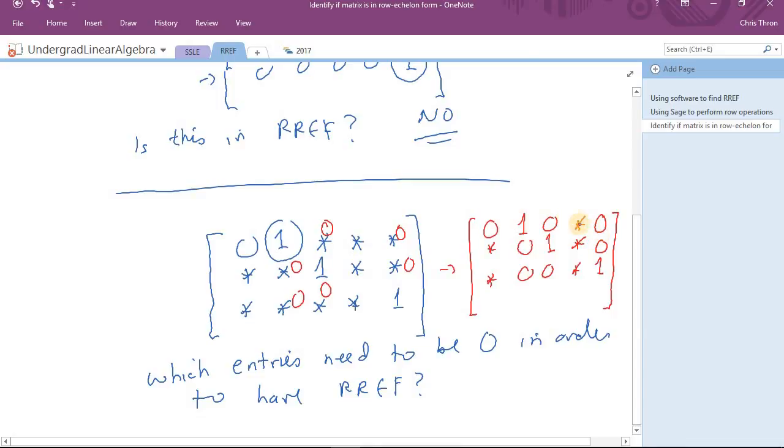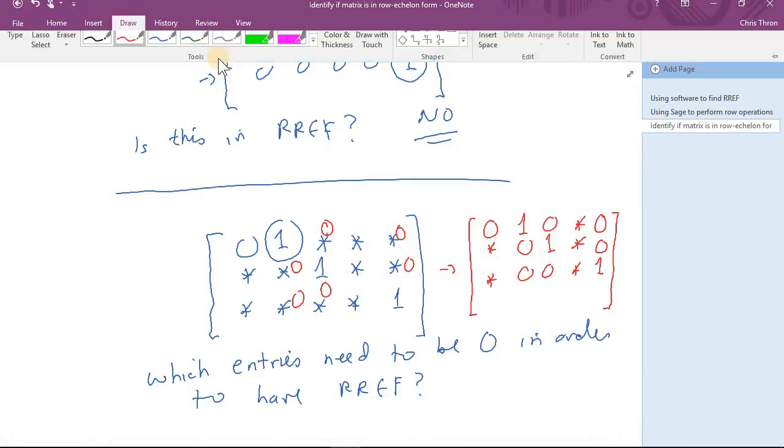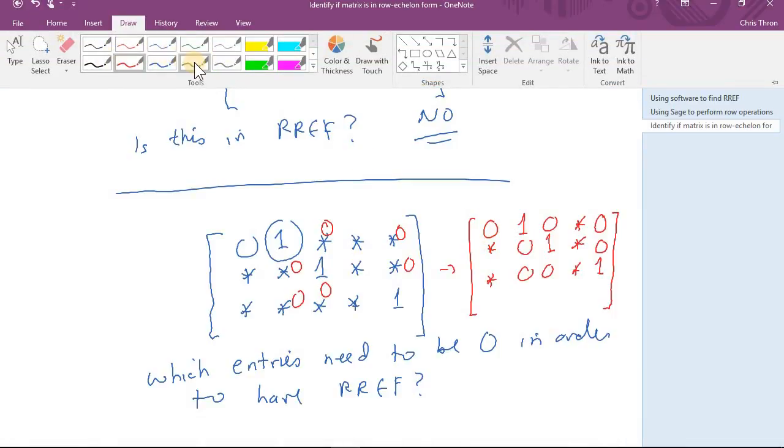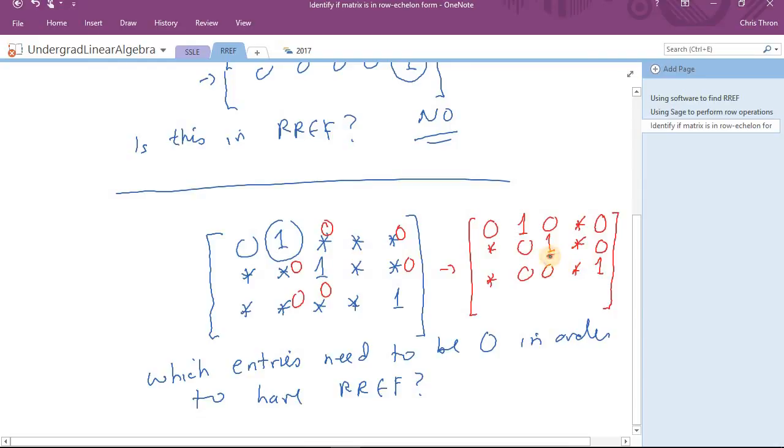Can I tell whether this entry has to be a 0? Well, not so far, because this is not a pivot column. There's not a leading 1. Okay. Can I tell whether any of these entries have to be 0? Now look, this one also has to be 0. Why is that? Because I need the 1 here to be the leading 1. So this one also would have to be 0, because this is the leading 1.